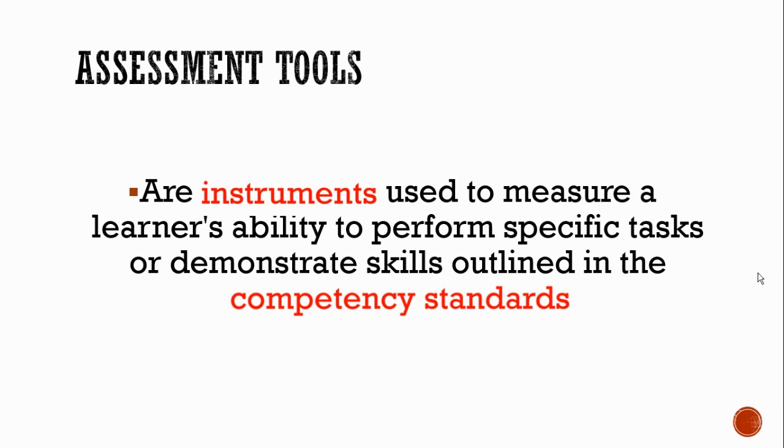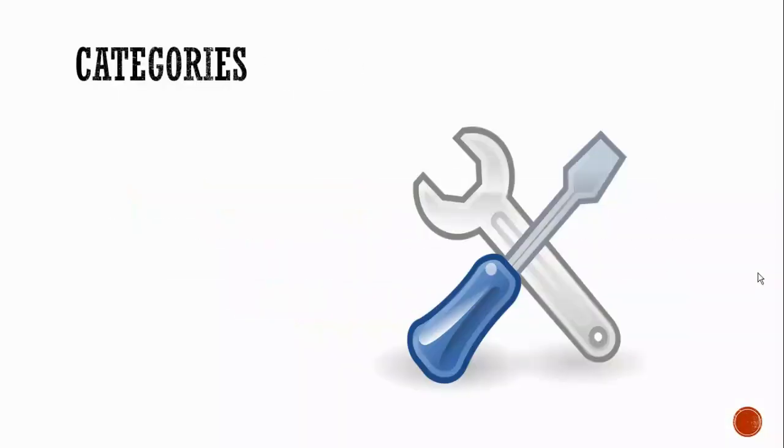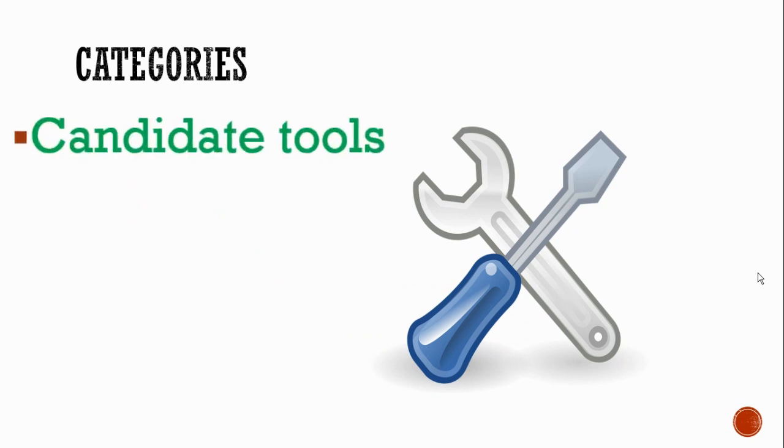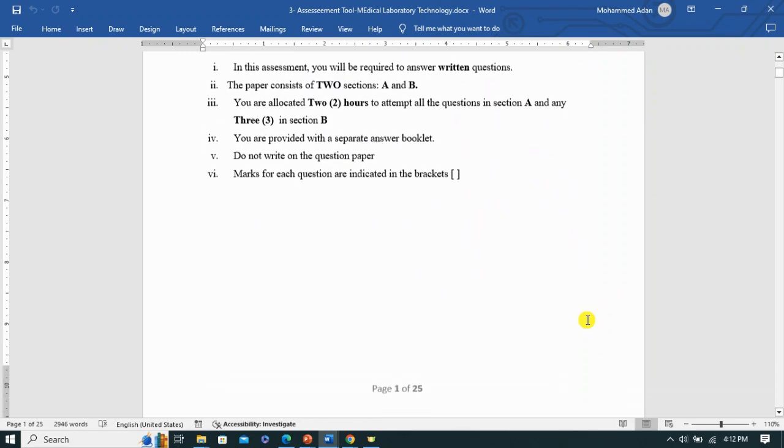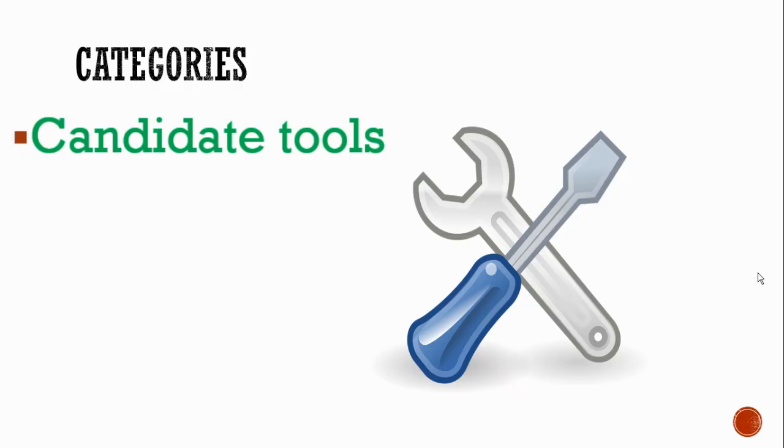And we did talk about that you can measure knowledge as well, you can measure skills and attitude of your learners. So, what are the categories of these assessment tools? One, we have what we call candidate tools. So, these are tools that we are going to give to the learners, and that's what we are going to develop. So, all the written assessments, the practical assessment that need to be performed or be done by your students or learners are what are termed as candidate tools.